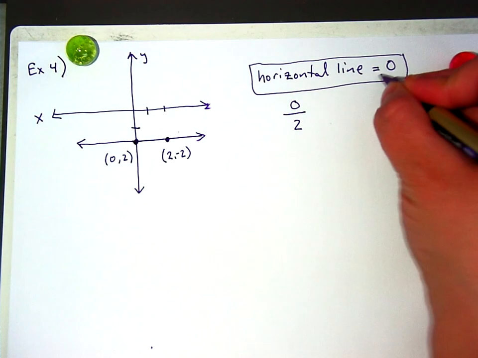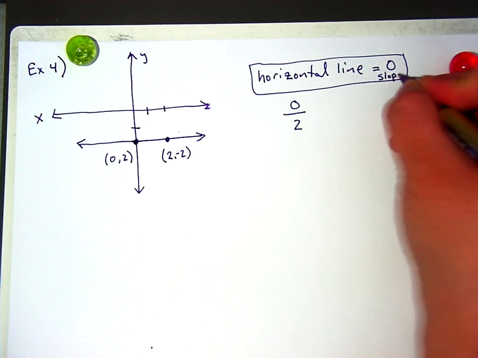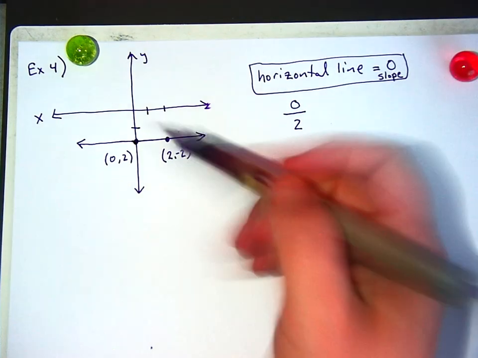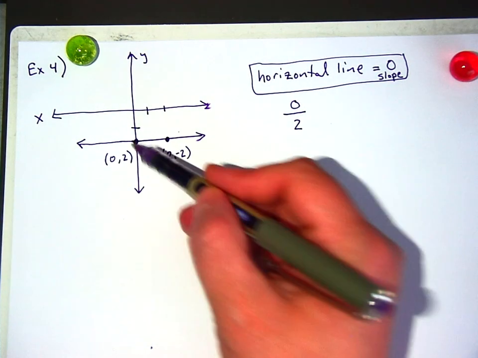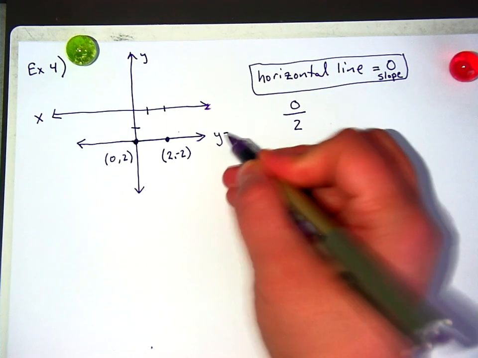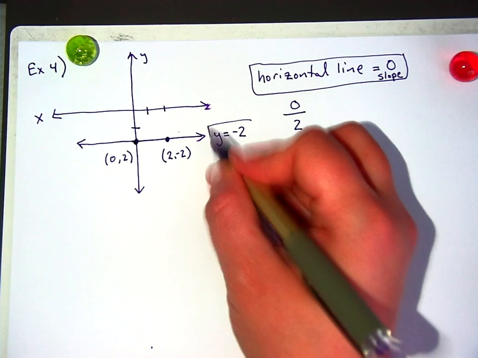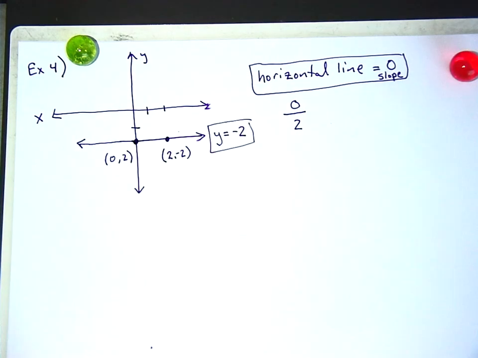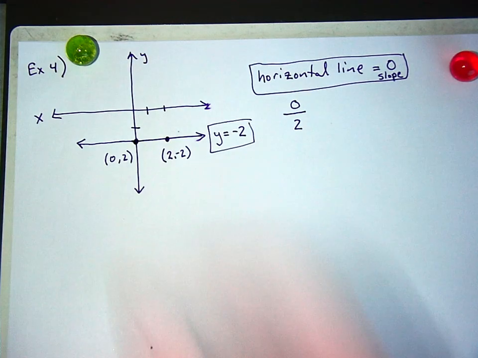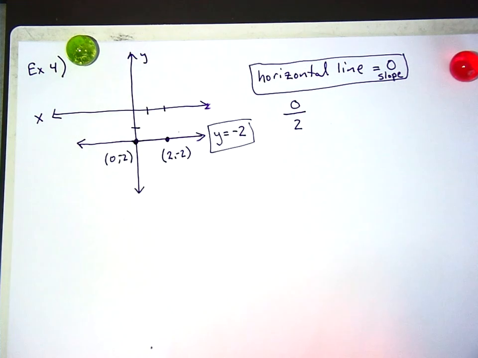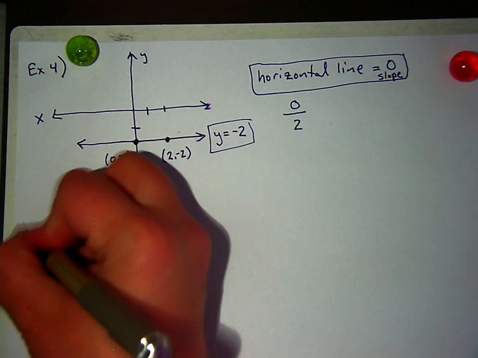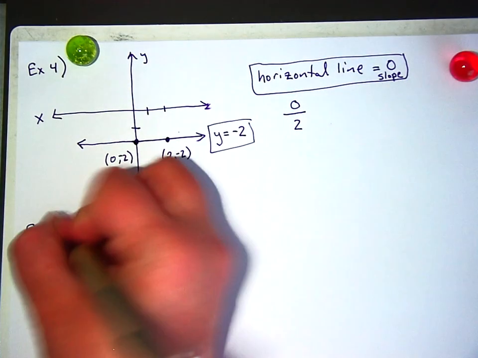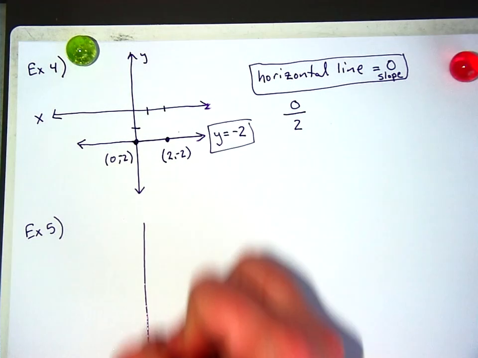I'm going to write slope by this. By the way, if I was going to write an equation for this line, I would write y equals just -2. It's just always -2. Example 5, last one.